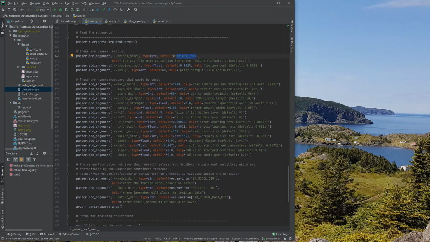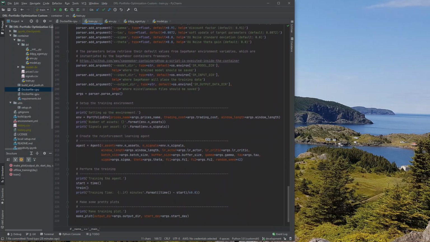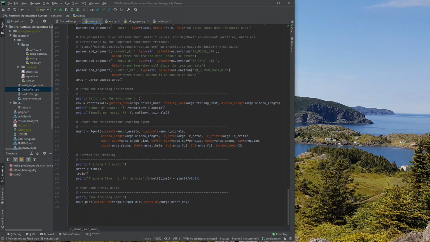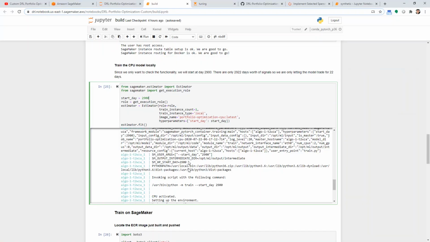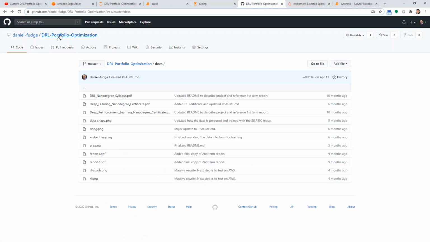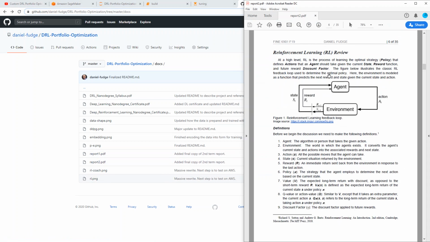So again, I want to step through this. There's a lot of hyperparameter tuning. But before I jump in there, to keep us oriented, a good reference is the original repo that we did last year. You'll see there are a couple of reports in here, and if you open report 2 and go to page 6, it gives a high-level view of the classic reinforcement learning algorithm that comes right out of the textbook.